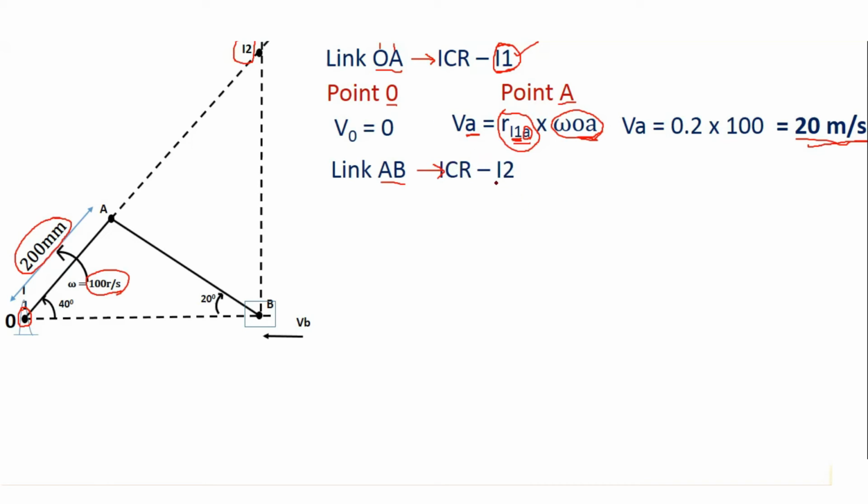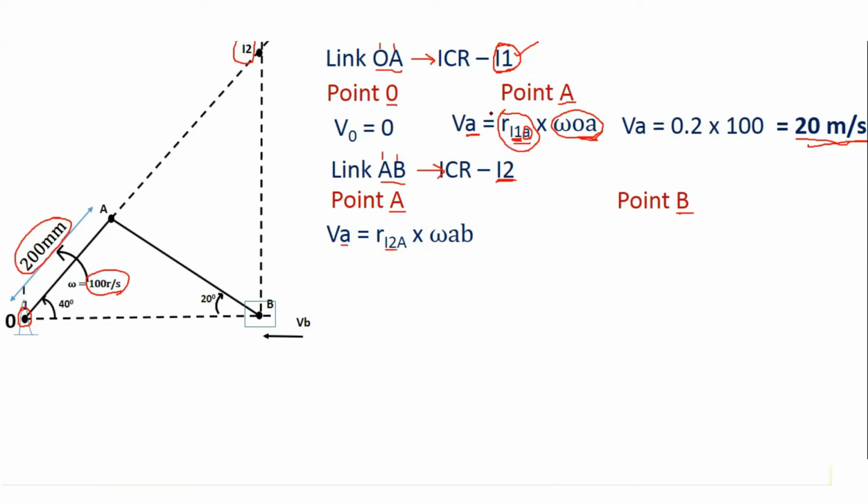By this, I am confirming that whatever distance I take now will be from I2 itself. Next step, as it is link AB, there are 2 points, A and B. So I will write point A and point B. After that, I will write the equation for velocity of A and the equation for velocity of B. So I will write VA is equal to RI2A.